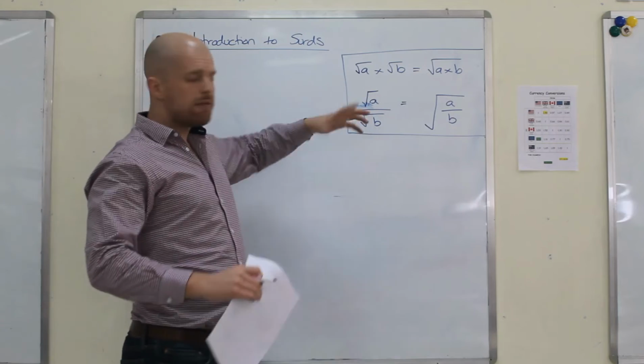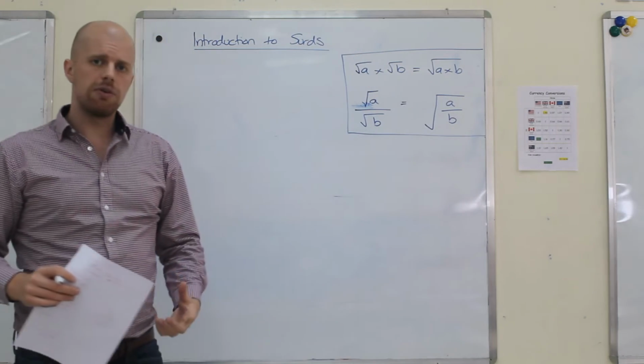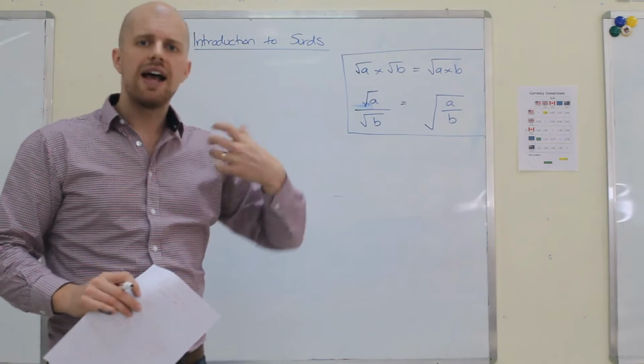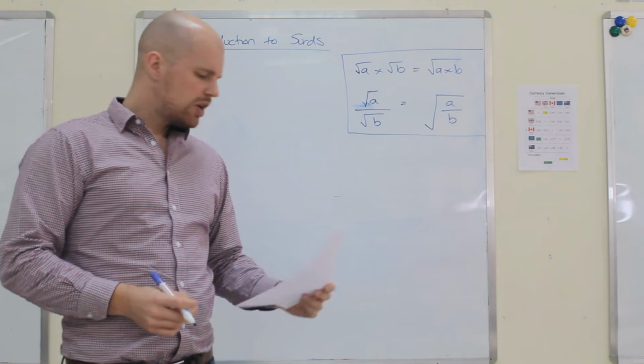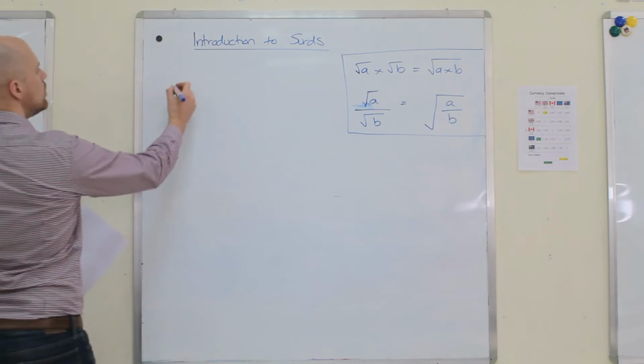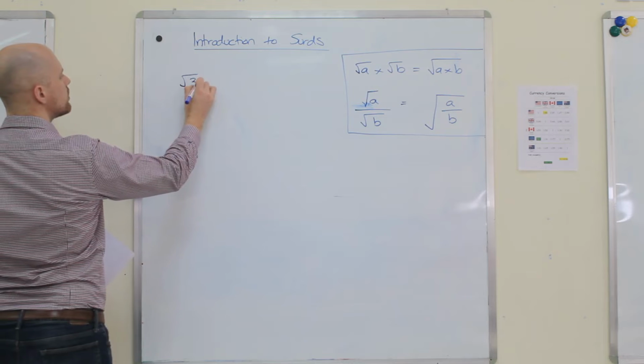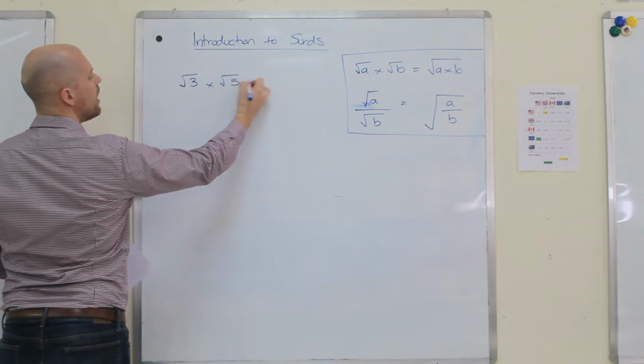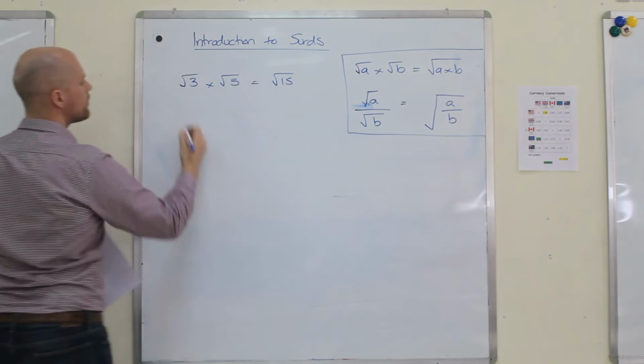This is exactly the same if I divide two numbers with square roots on top of it. It's the same thing as doing the numbers and then putting a square root on top. So for example, root 3 times root 5 would be root 15.